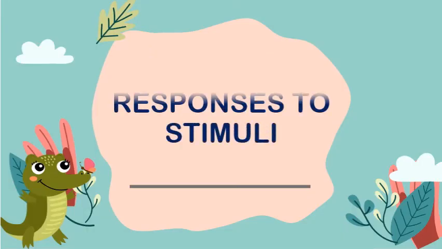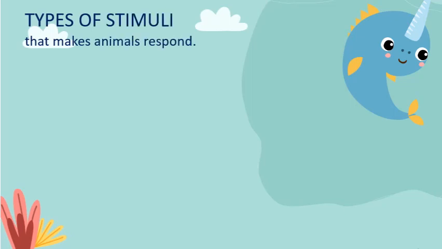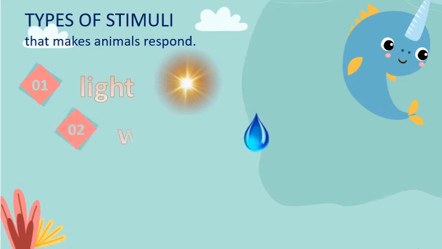Responses to stimuli. Types of stimuli that make animals respond. These are light, water, touch, and temperature.